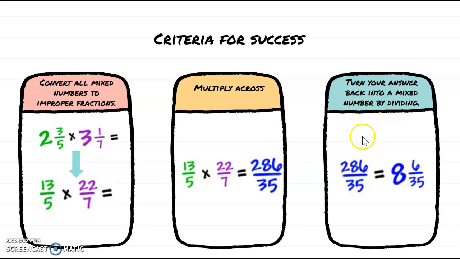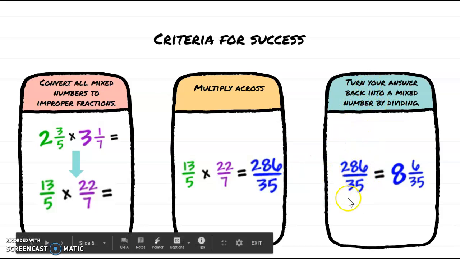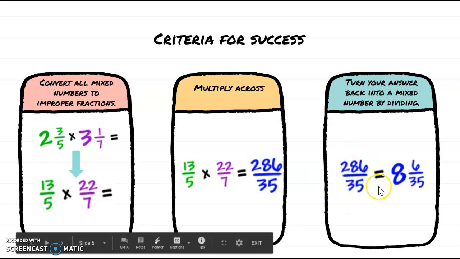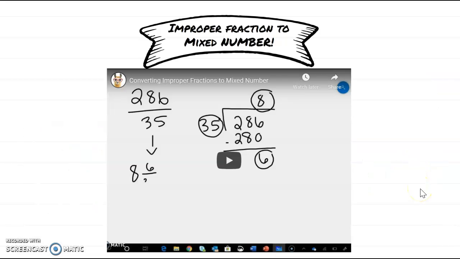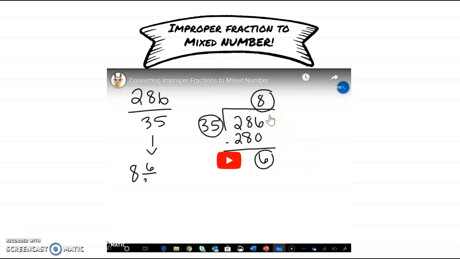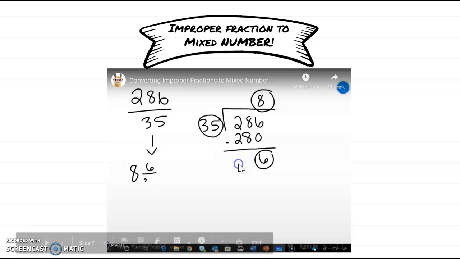Then, last step, we need to turn our answer back into a mixed number by dividing. So I'm going to show you this on the next slide. So 286 converts to 8 and 6/35. So this slide right here, I'm going to play a video. I actually recorded how to do it so that way y'all could see my work. So this is turning an improper fraction into a mixed number.